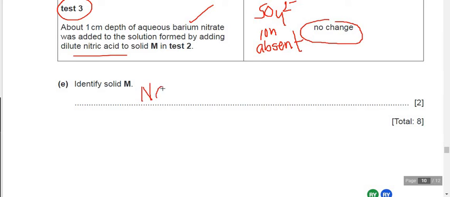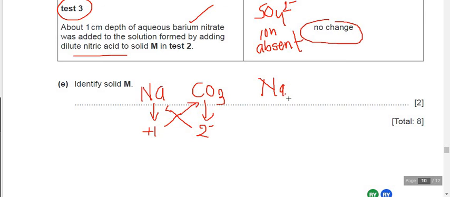So I will write down here Na, sodium having a valency of +1, and carbonate which has a valency of 2-. So that's why you cross multiply it, you will get the formula, that is Na2CO3. So this is the answer for E.